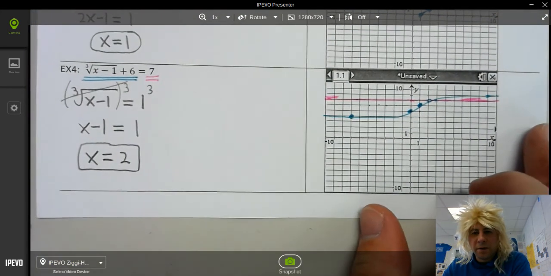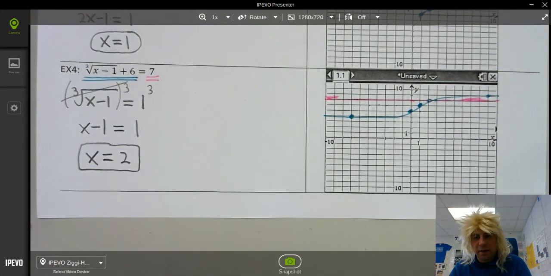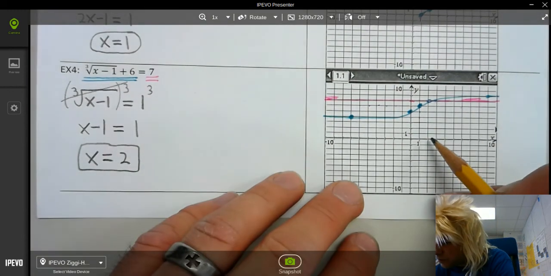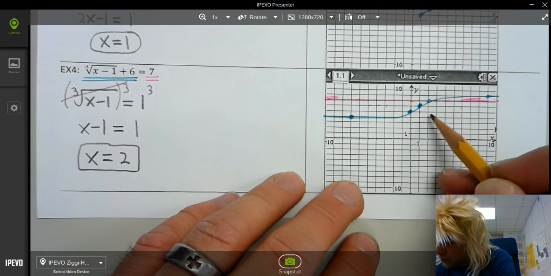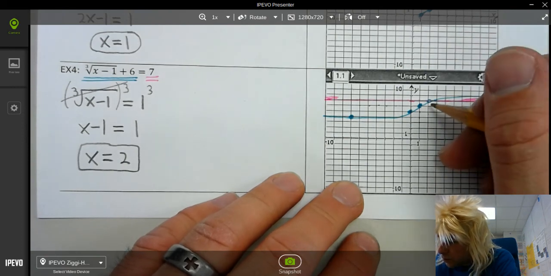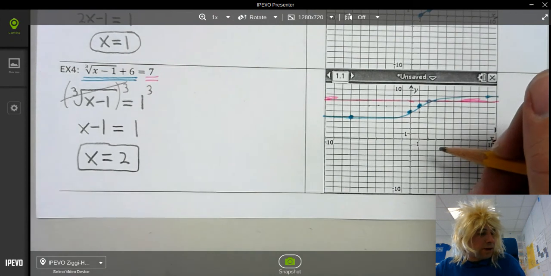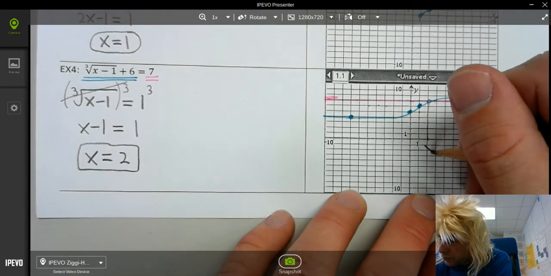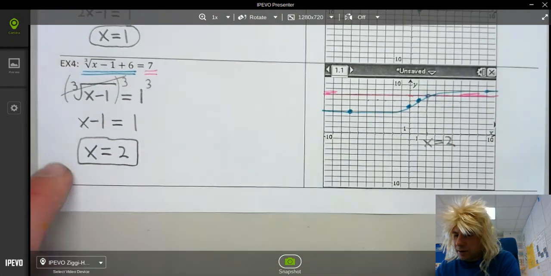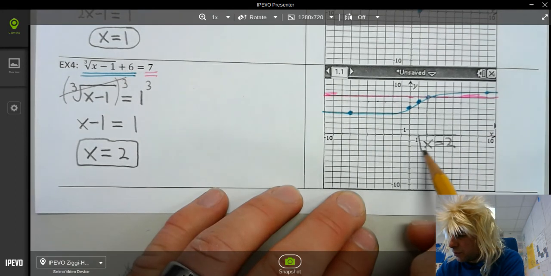All right. So we see that they do intersect, and they intersect at the point where x equals 2. So because the x value of the intersection point is x equals 2, that verifies that the solution is x equals 2.